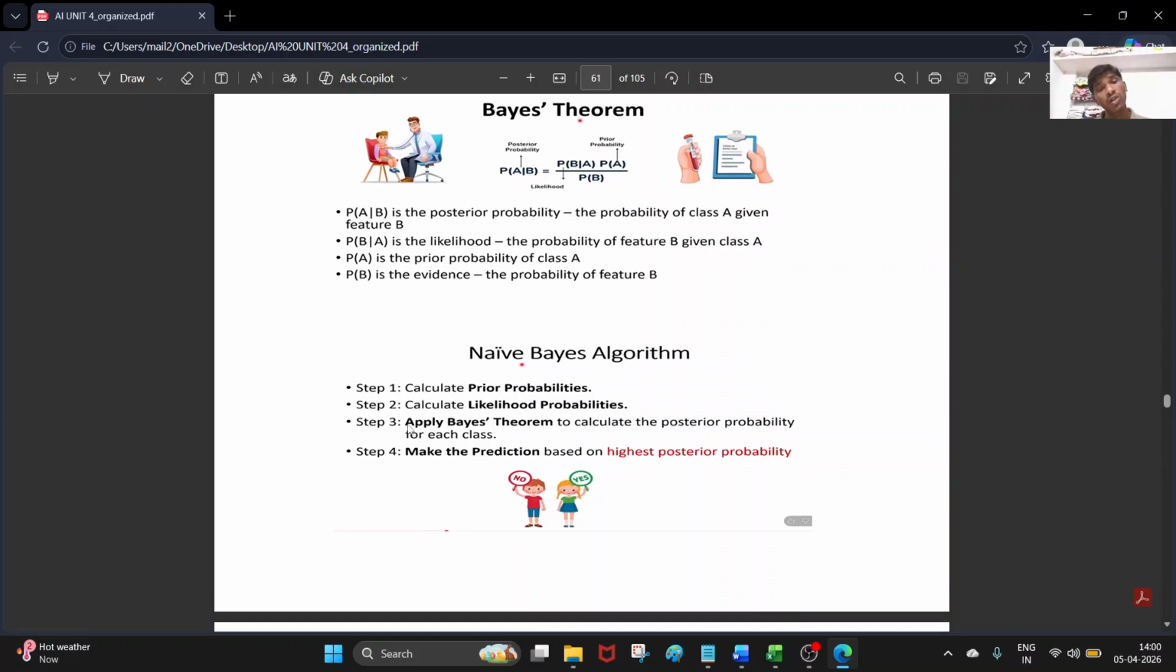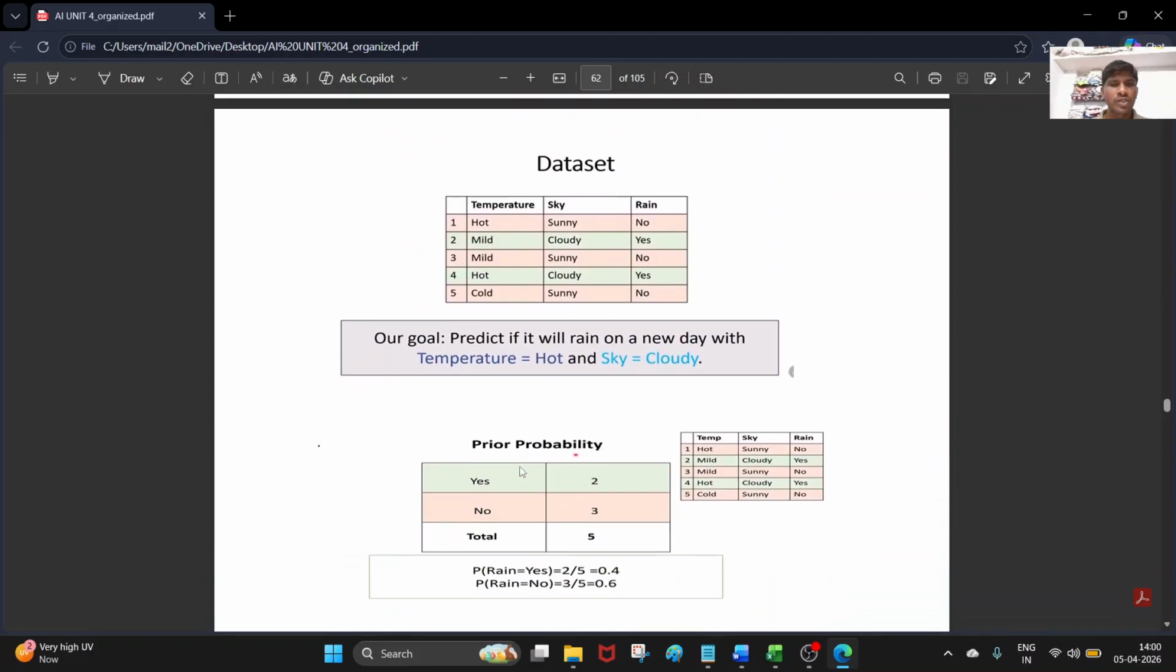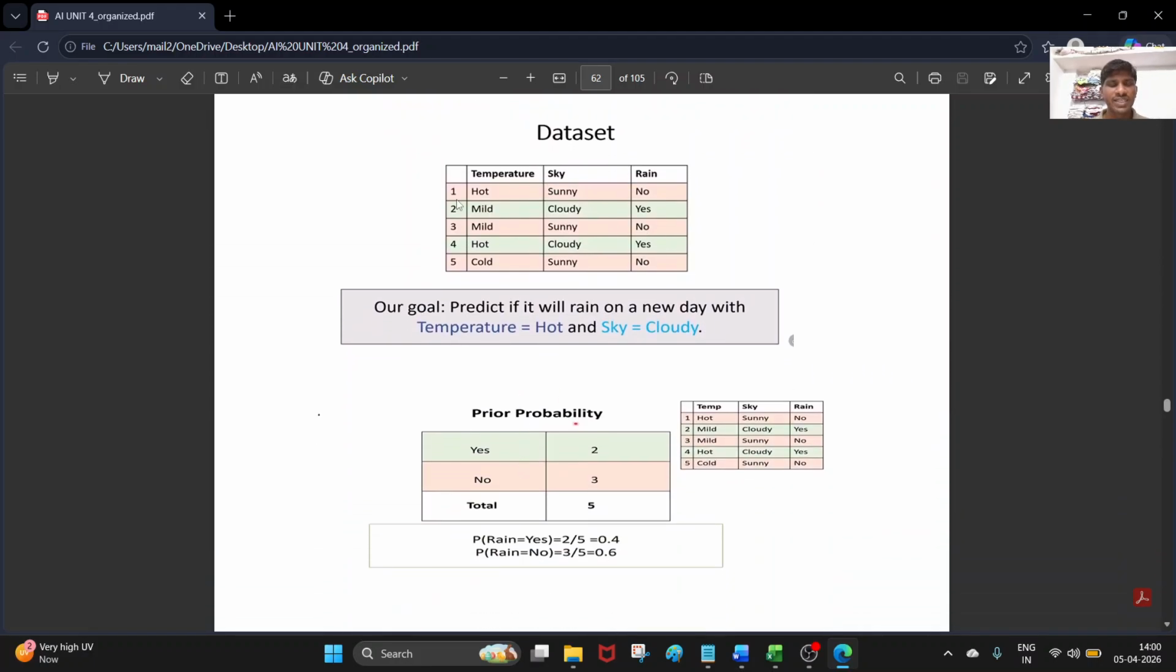So the Naive Bayes algorithm has 4 steps. One is you have to calculate the prior probability, that is P of A. Next we have to calculate the likelihood probability, that is P of B given A. Then you have to apply the Bayes theorem to calculate the posterior probability, and make the prediction based on the highest posterior probability value. So let us consider an example where a data set is given.